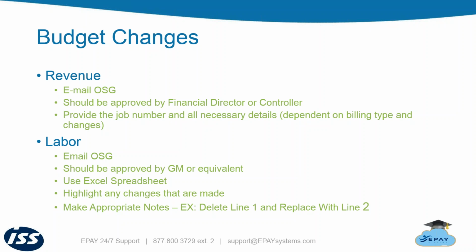And in addition to that, we'll need you guys to provide us with the necessary details such as the job number and what exactly is changing. And I will preview a spreadsheet that can be used for labor. You will also email OSG, and any changes should be approved by the general manager or equivalent. So we also ask that you keep them copied and in the loop on these emails.